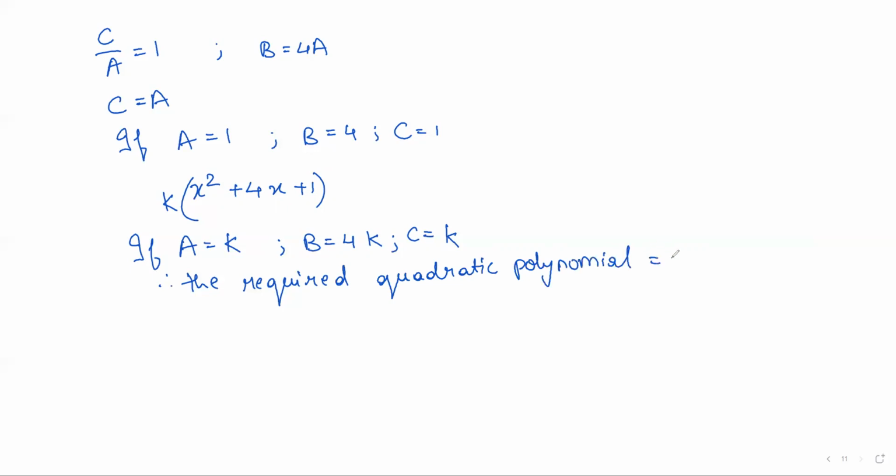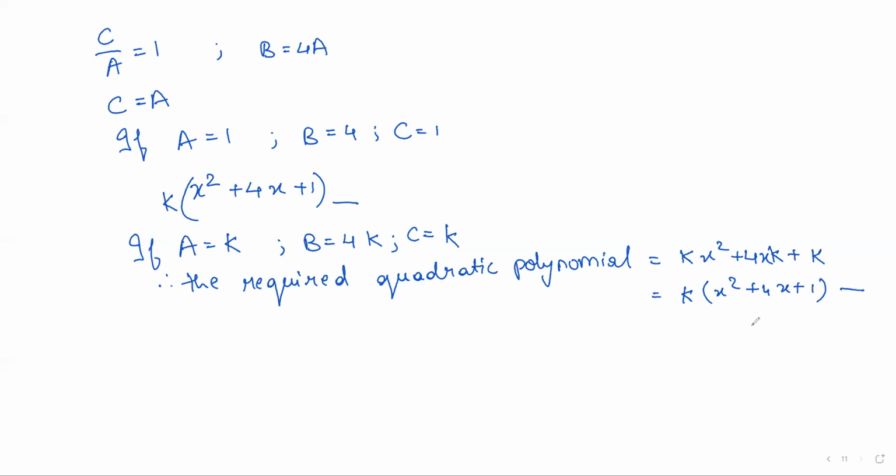is equal to kx squared plus 4kx plus k. Taking k common, you can have k times x squared plus 4x plus 1. The same value. So either you can consider any value of a and then multiply it with k, or you can directly take the value of a as k.